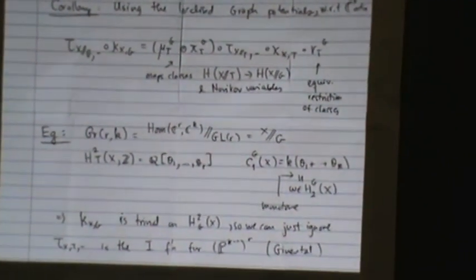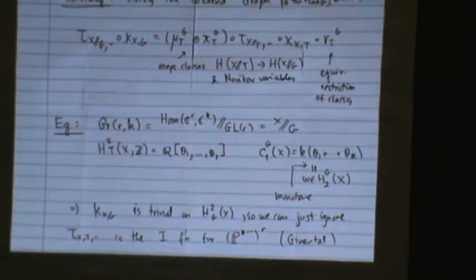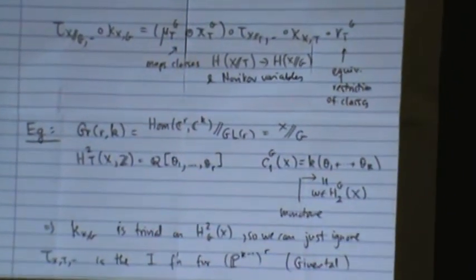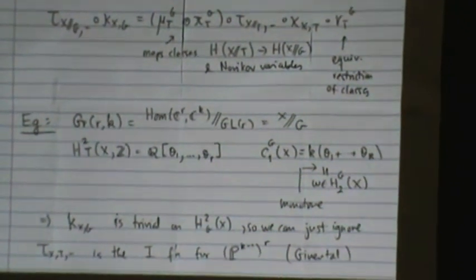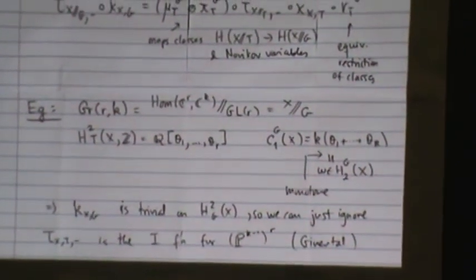So let's do an example. Now I know there's some variable that's going fast. Okay, slow down a tiny bit.